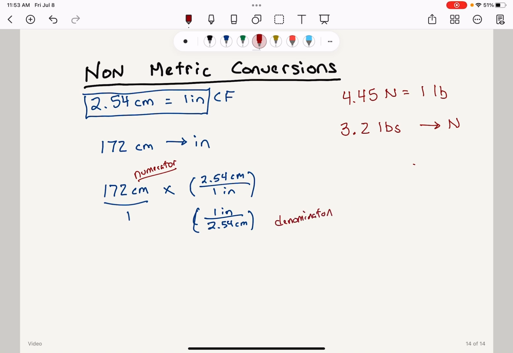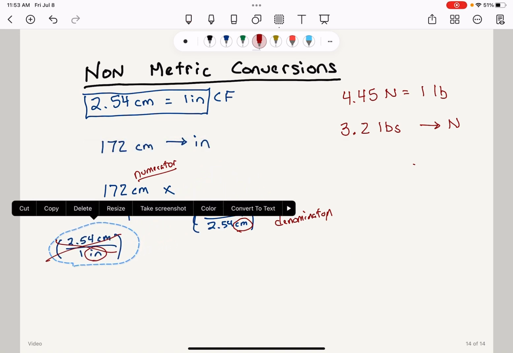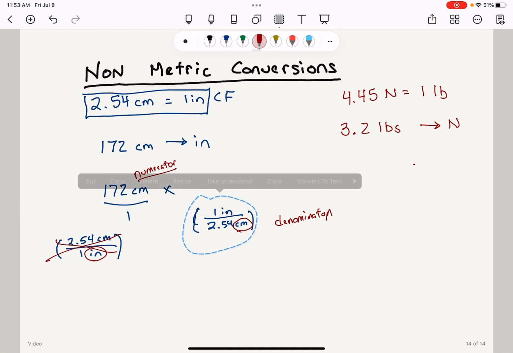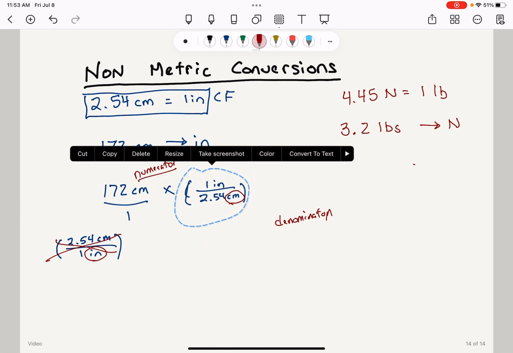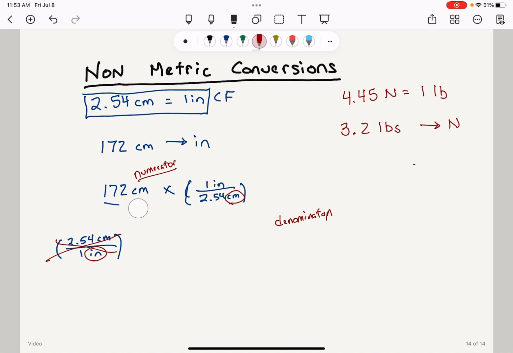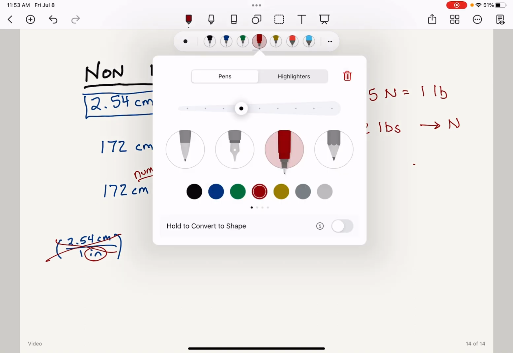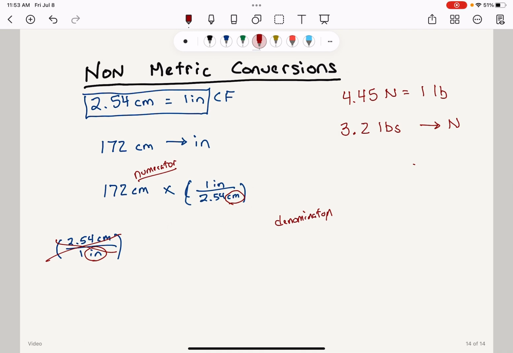So which one of these gives centimeters in the denominator? It's not this one, because inches is in the denominator here. Here, centimeters is in the denominator. So let me move these around so we can see what we're doing. We're going to get rid of that one, take this one and put it right here. What I'm left with is 172 times 1 divided by 2.54.